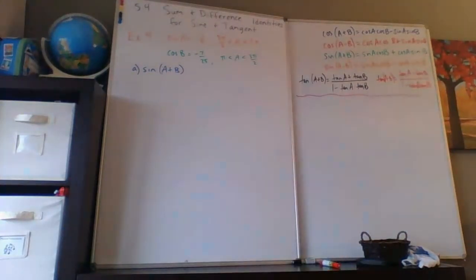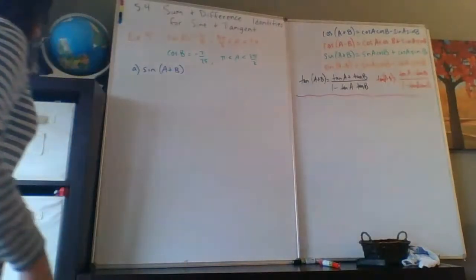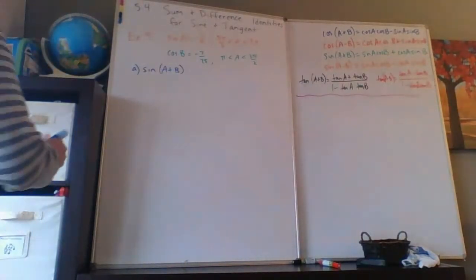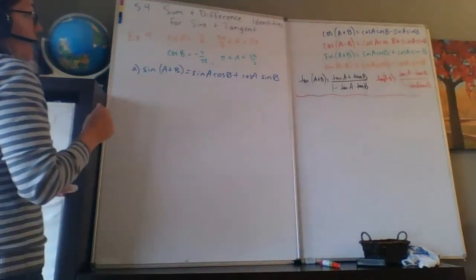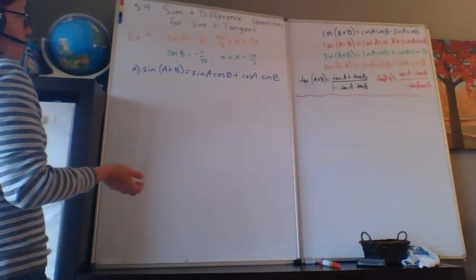Suppose that A and B are angles in standard position with sine A equals -3/5 and A is between 3π/2 and 2π. And cosine B equals -7/25, where B is in between π and 3π/2. Part A, find sine of A plus B. Sine of A plus B is our sine sandwich formula. So now we need sine and cosine of both A and B.